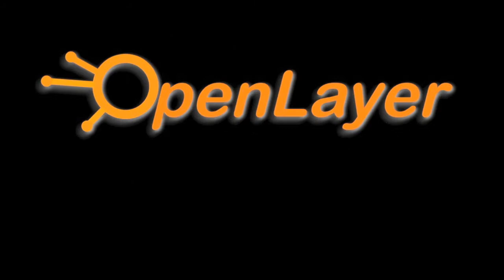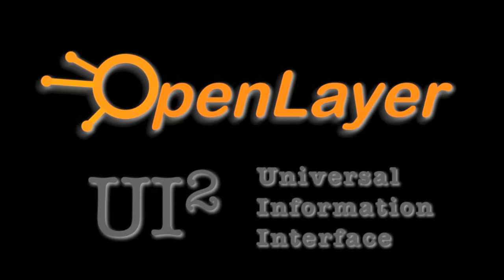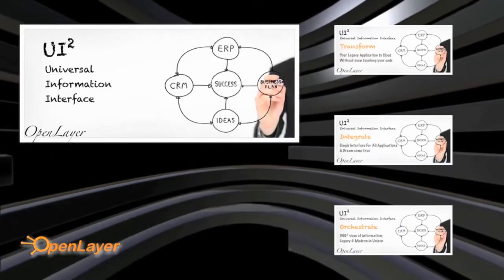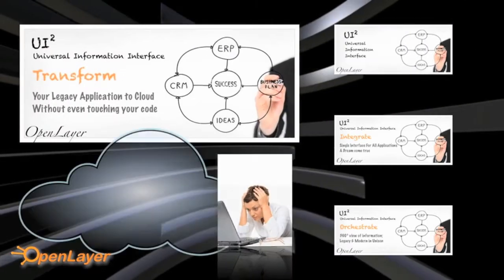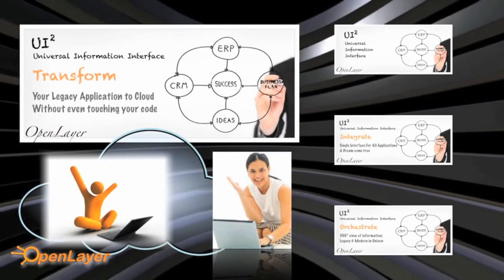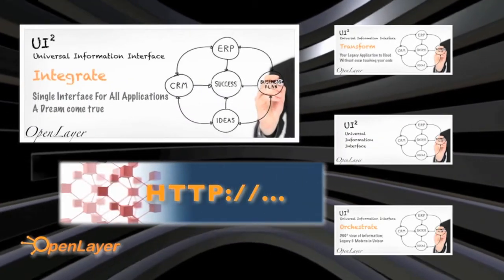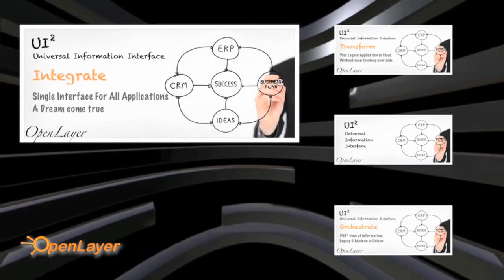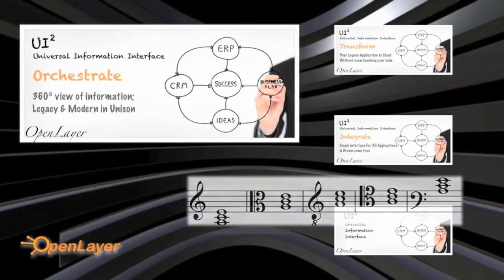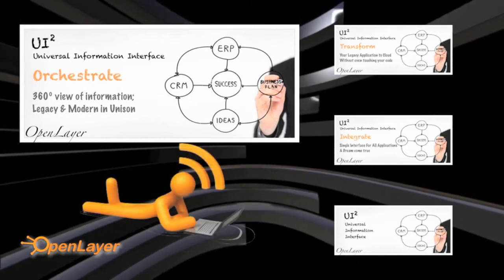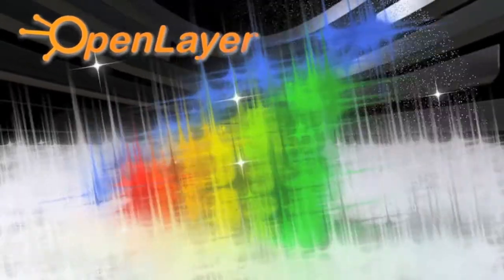OpenLayer, a universal information interface, UI Square. With OpenLayer UI Square architecture, you can transform your client-server application to a true web application. Integrate diversified applications by a simple web service call, and orchestrate a single interface for all your business processes, transparent to the user. With OpenLayer, you are on a fast track to success.